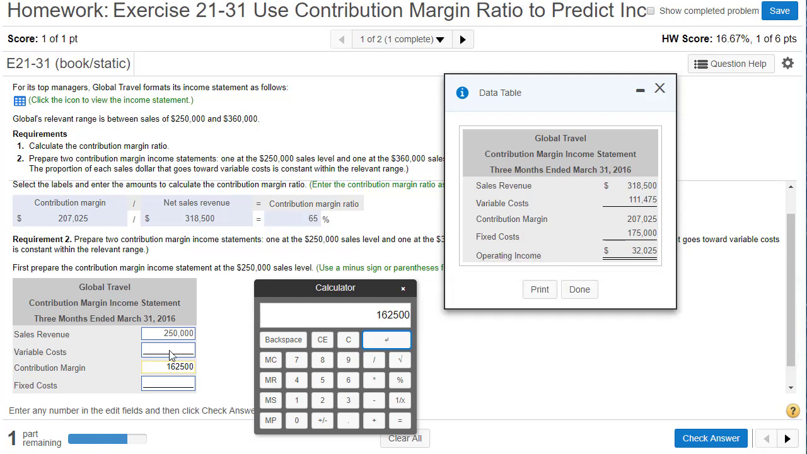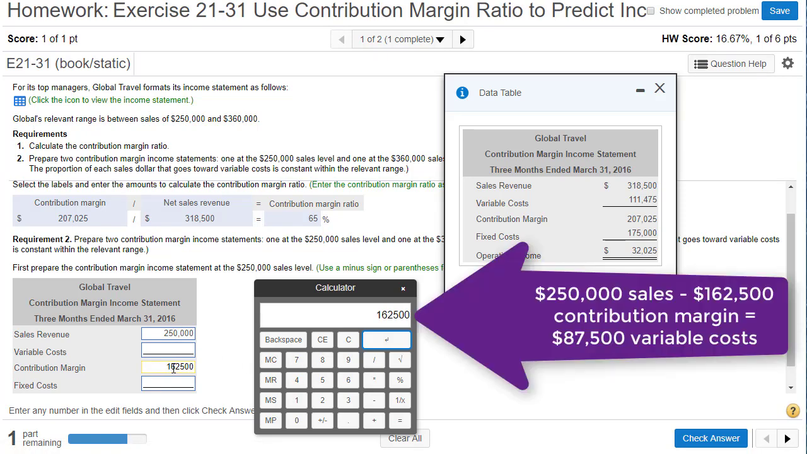Now, how do we get variable costs? Well, we kind of back into it. Normally, you would calculate the contribution margin as 250,000 minus variable costs. So we're going to go backwards. We take 250,000 minus 162,500, which gives us our variable costs of 87,500.